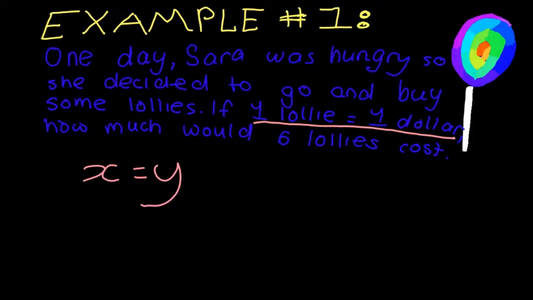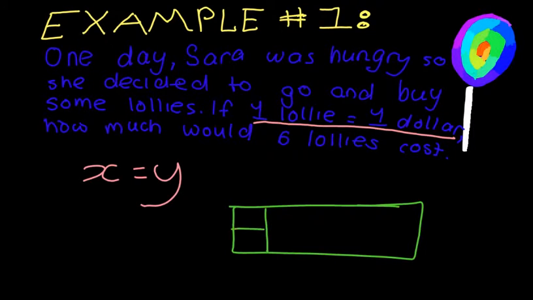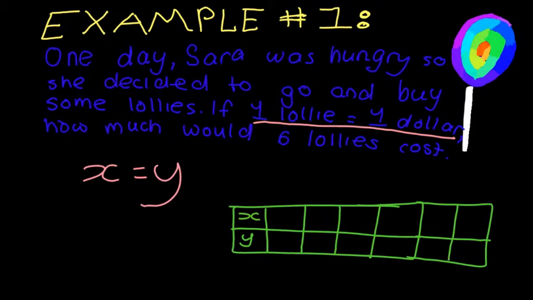So if we drew up a table with 6 columns, 1, 2, 3, 4, 5, 6, it would then equal 1, 2, 3, 4, 5, 6. Now, because we drew up the columns, it makes it easier for us to see what equals what.